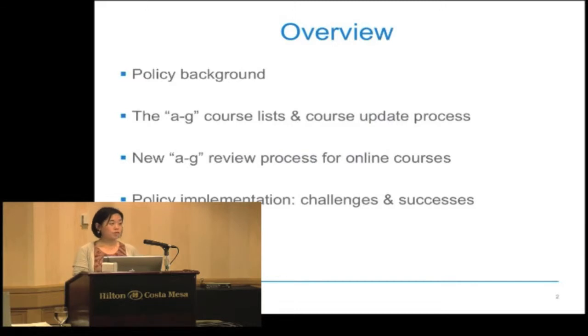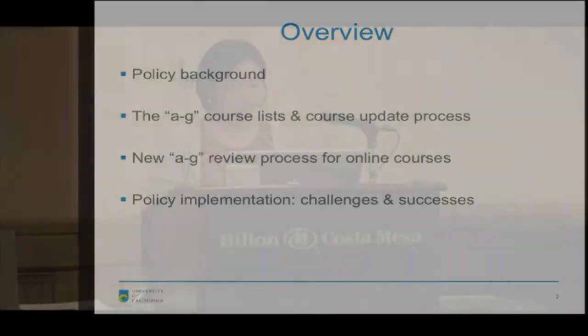So here's the overview of what I'm going to be covering today. First, I want to start off with some general background about why the UC faculty believed it was important to review and revise the policy for online courses that could fulfill university admission requirements. And then I want to briefly review what the A to G course lists entail, what that process is, and share with you some upcoming changes to our course submission timeline.